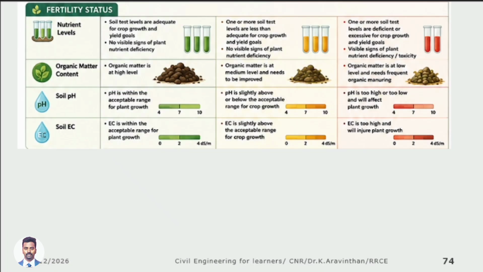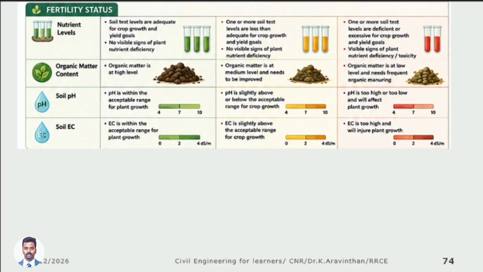Next thing is called fertility. Fertility status is, as I told, the soil health card. If the soil health card is good, it is called good soil. If soil health is not good, it is called a poor soil. Organic matter is at a high level. In a soil, if you can see decayed plants or organic matter, it is called good. If there is no organic matter, it is called malnutrition.